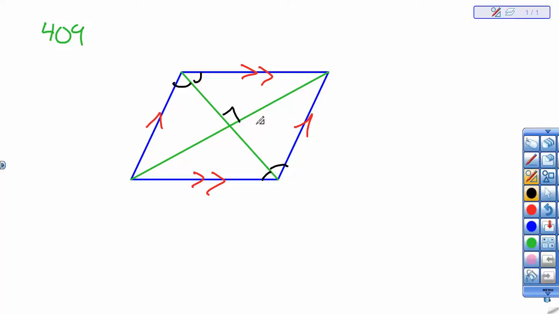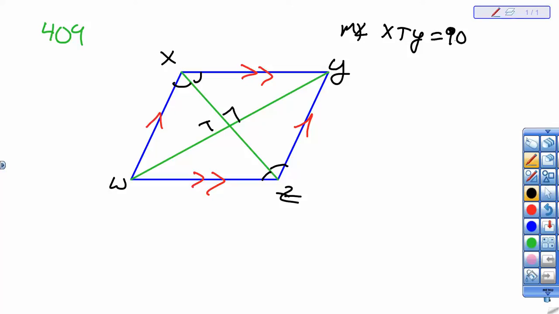So that's what we would say is, in order to make sure that this is a rhombus, we would make this angle, we will go ahead and call that T right here. Let me go ahead and label the rest of this: X, Y, Z, and W. So we would just say that we want to make sure that the measure of angle XTY is equal to 90 degrees. And if we did that, then it has to be a rhombus.